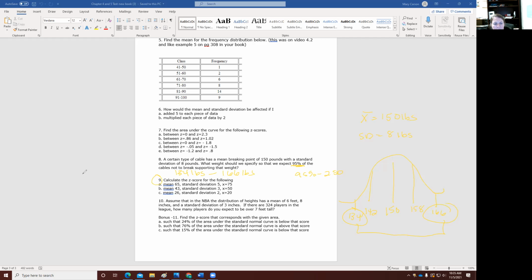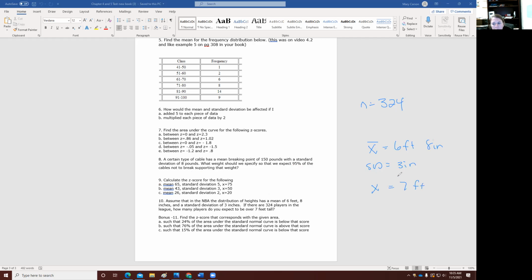Number 9, most of you guys got right. You used this formula. I'm not going to go over that one. And number 10, I did a problem like this, almost the exact problem before, but I'll go over it again with you. It's in the NBA. In the NBA, the distribution of heights has a mean of 6 feet, 8 inches, and it has a standard deviation of 3 inches. If there are 324 players, that's the amount of players we have, 324. How many players do you expect to be over 7 feet tall?